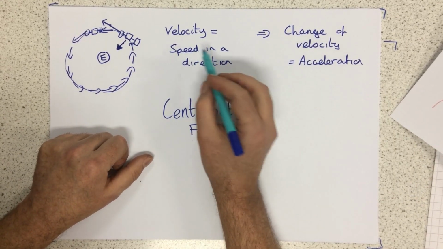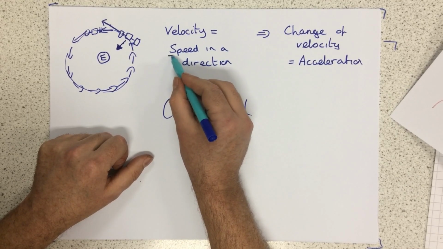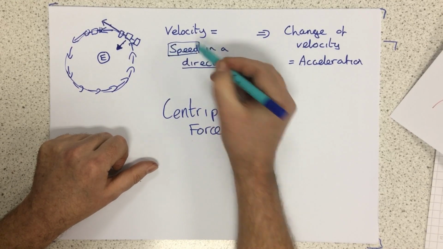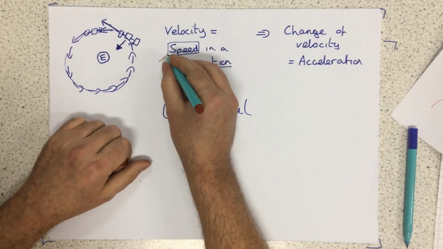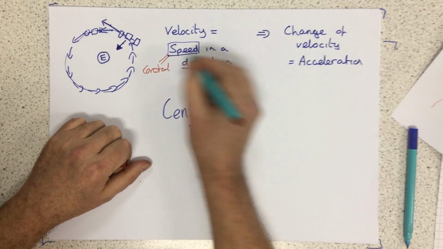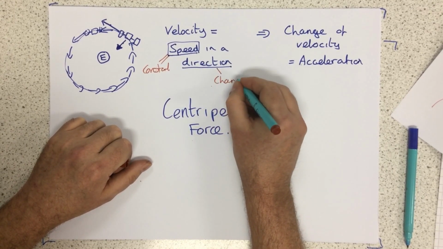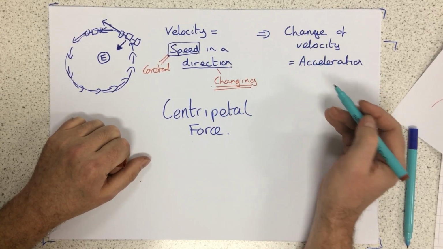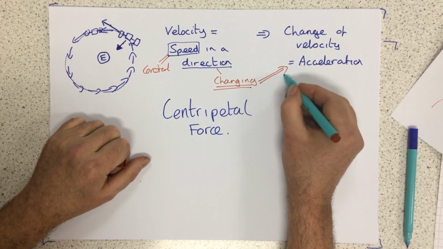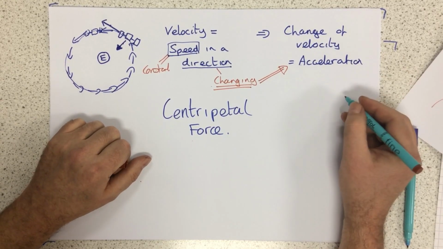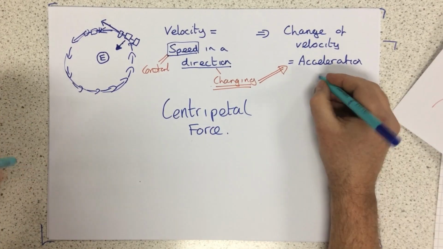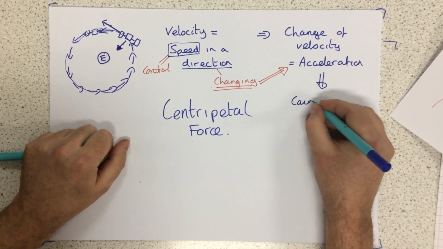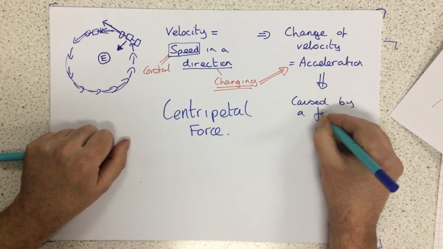Well, we must remember that velocity is made up of two key parts. It is speed in a direction. And in the case of our satellite, the speed is constant, but the direction is changing. If we have a change in direction, our velocity is actually changing, which means we have acceleration. That acceleration can only be caused by a force. Any change in our movement must be caused by a force.